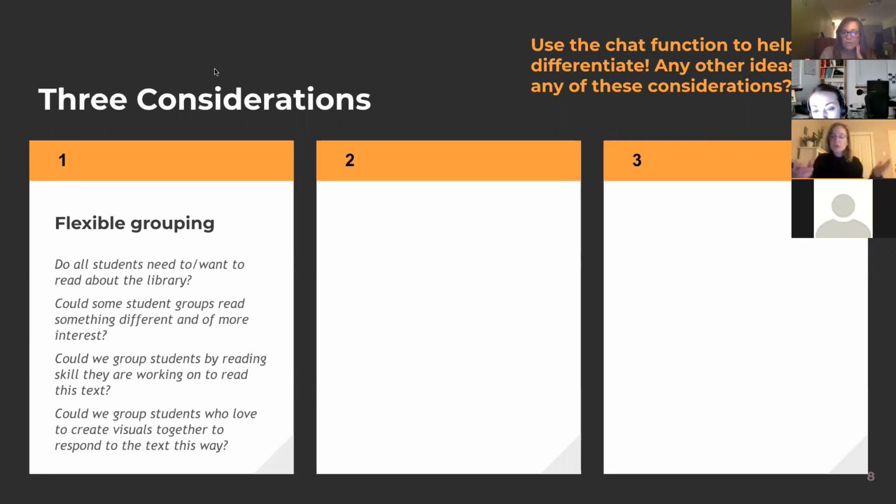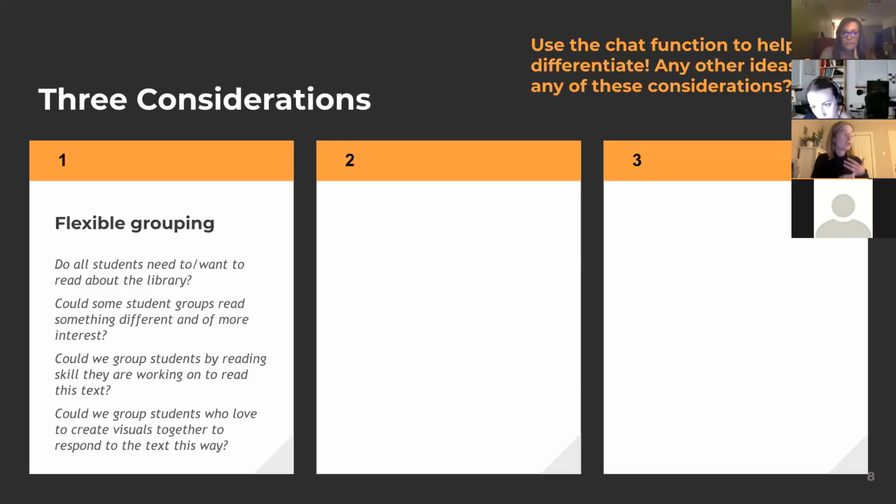So flexible grouping. If we're thinking about that reading experience we just talked about, we can ask these questions. Do all the students need or want to read about the library? Is that the article that every single kid gets? Could the student groups read something different and have more interest? Could we group students by the reading skill they're working on? I have some kids working on vocab, some on main idea, some on questioning strategies. Could we do that kind of grouping?